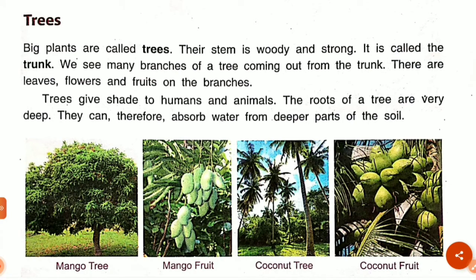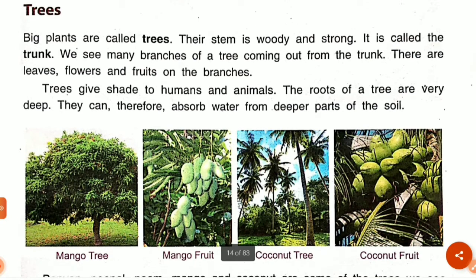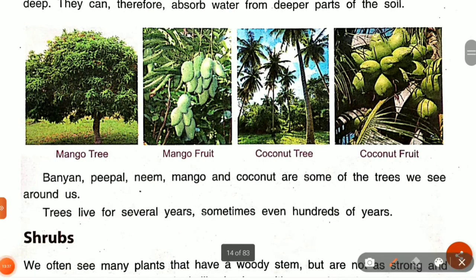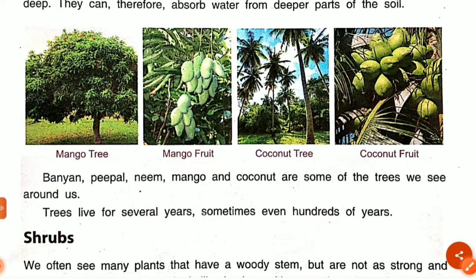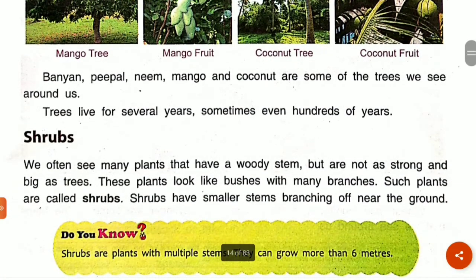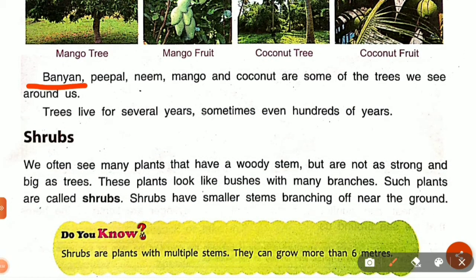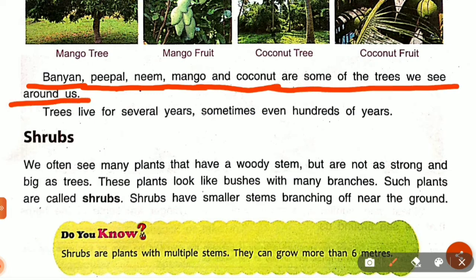Right. Okay. So what are all the pictures here? See, here there is a mango tree and a mango fruit. There is a coconut tree and a coconut fruit. Okay, right. So let's see what other trees we have. See, there is a banyan tree, peepal tree, neem tree, mango tree and coconut, some of the trees we see around us. So you should tell me, what are all the trees you have seen nearby your house?